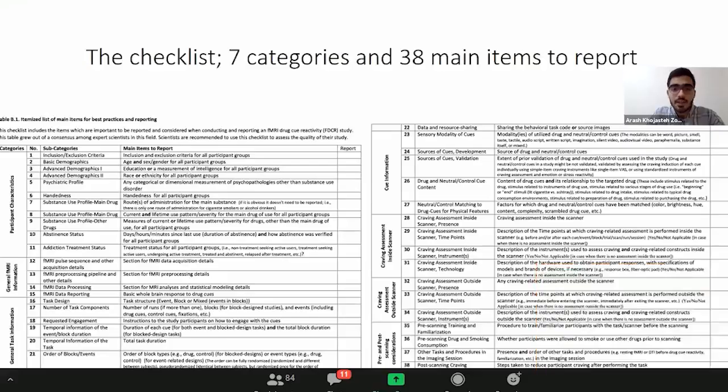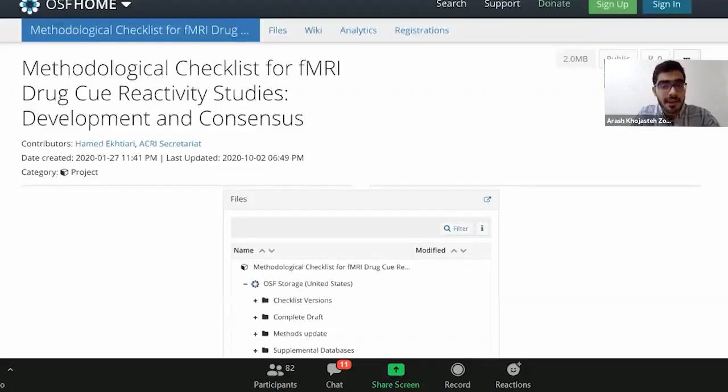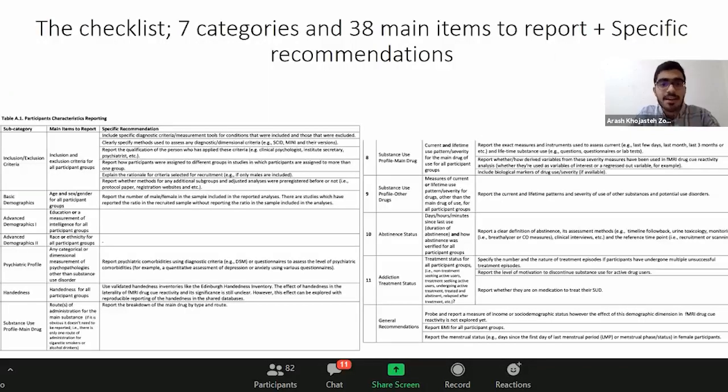And last but not least, this is the final checklist that came out of this process of Delphi study design, which has the goal of acting, as I said, as a standalone tool for describing methodological details considered to influence results of FDCR studies. And in the next slide, you can also see another version of the checklist, providing the specific recommendations as well. Here it is for one of the categories, which is the participants' characteristics. Each category has had its own table for recommendations.